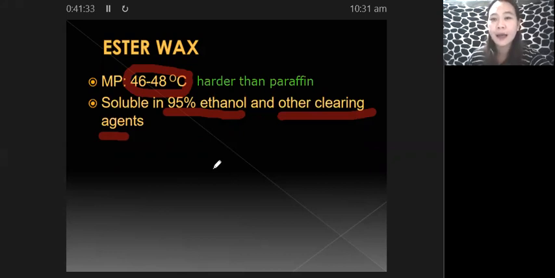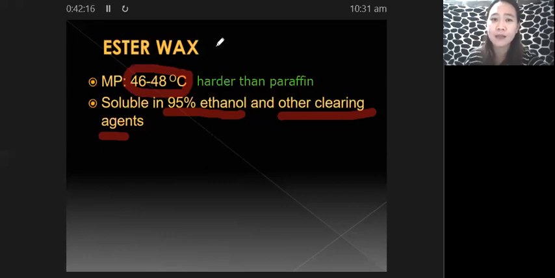Let's go back to the purpose of dehydration and clearing. What are they? Remember, they are preparatory steps for your infiltration. So we perform dehydration and clearing so that your tissue sample becomes compatible with the medium that you are going to use in your infiltration and embedding, right? But take note, your ester wax is already soluble in 95% ethanol.